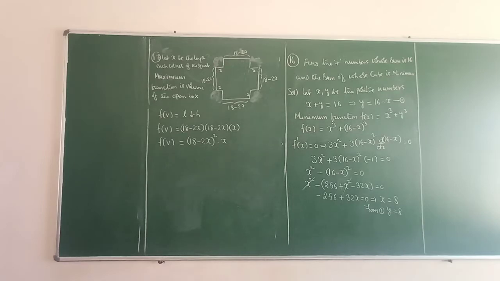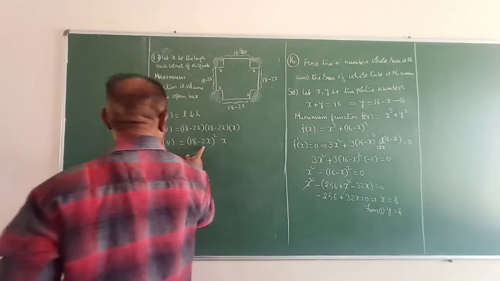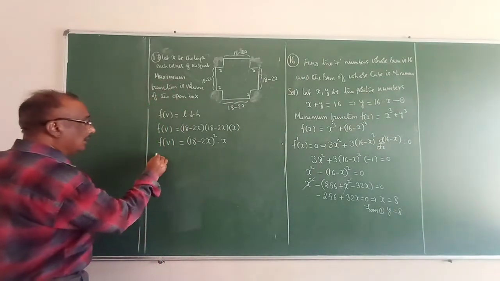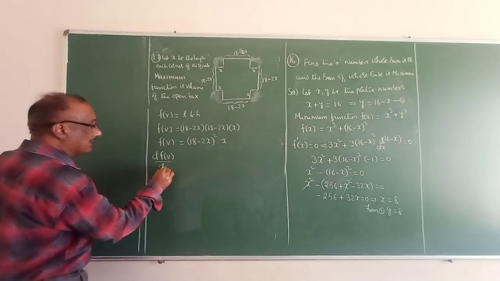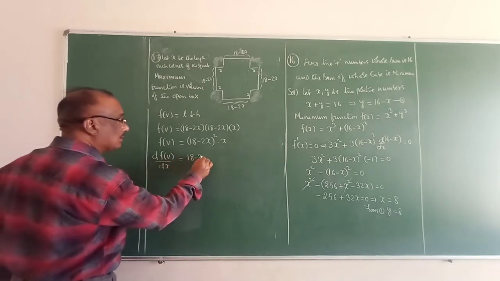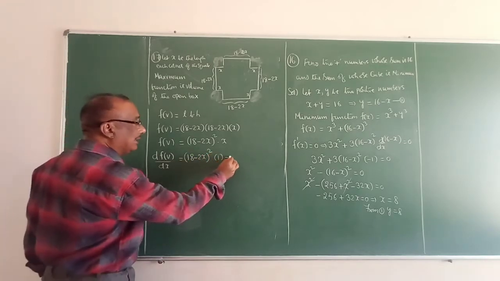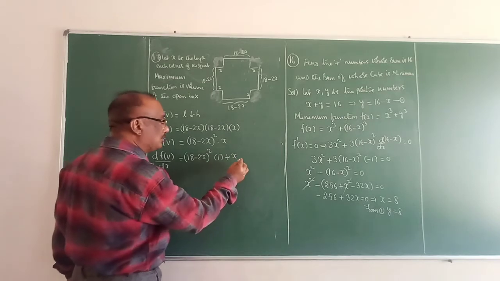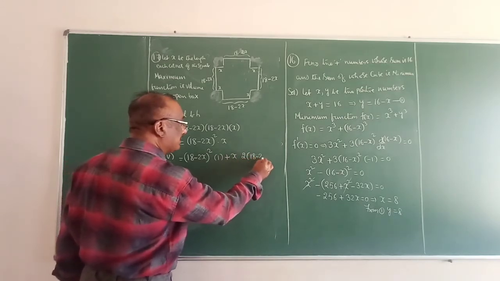Everyone, apply the first time derivative and second time derivative with respect to x. So the derivative of f of b with respect to x. Therefore u into (18 minus 2x) whole square: u is the first function. The derivative of x is 1. x is the second function, and its derivative is 2 into (18 minus 2x).